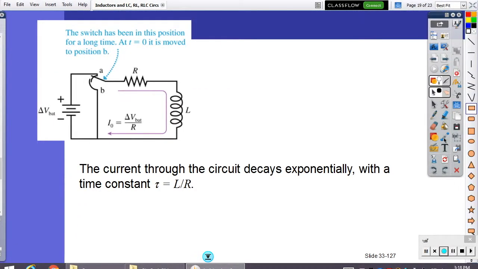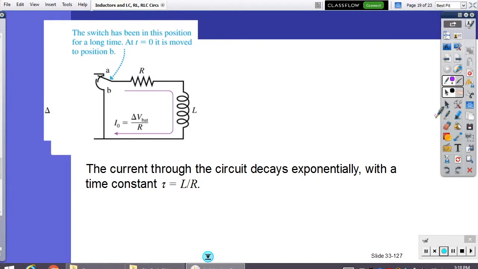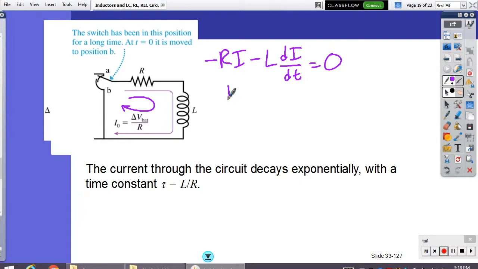So let's do another differential equations investigation. In this case, if we follow our loop this way, I'm going to get minus IR, from Ohm's law over our resistor, minus L di/dt over here equals 0. So if I go ahead and set that up, I end up with something that looks like this. That looks like di/dt equals negative R over L times I.